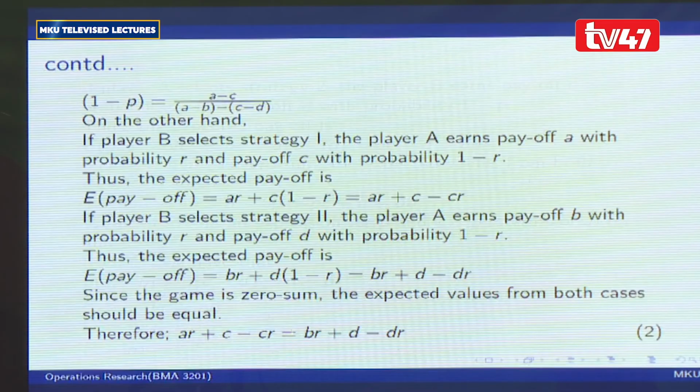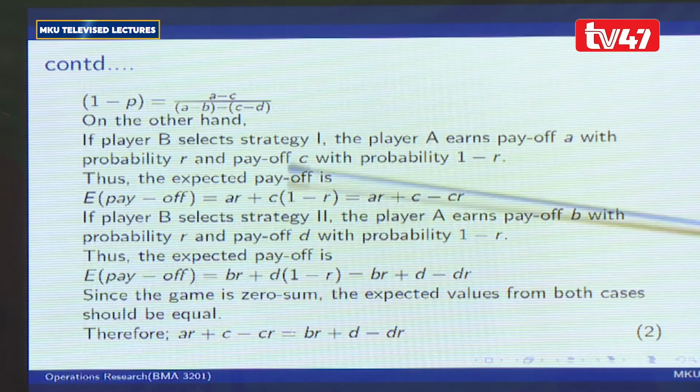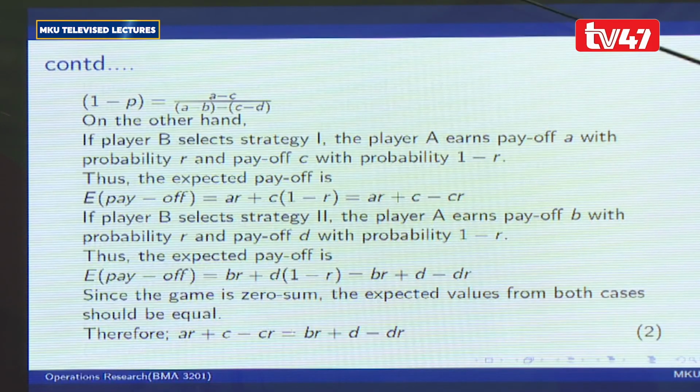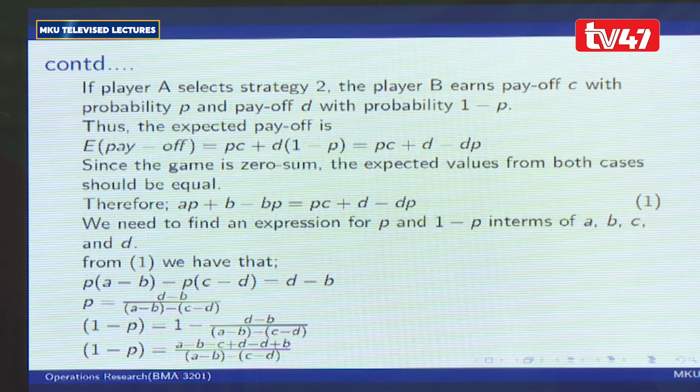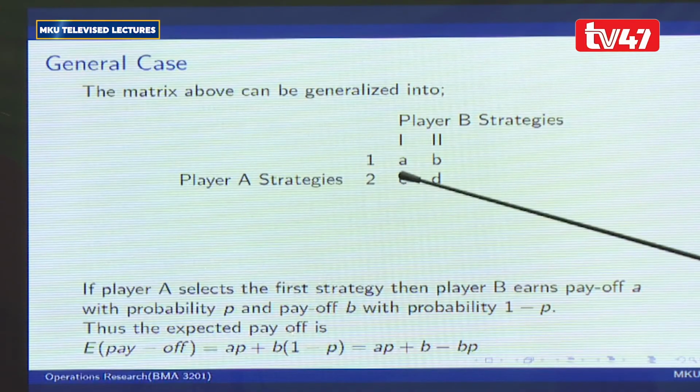You have again to do that for player B selecting different strategies. We know that player B is selecting strategy Roman 1 and Roman 2. So we can change so that the probability of A winning any of the payoffs A and C is R. So that is 1 minus R.